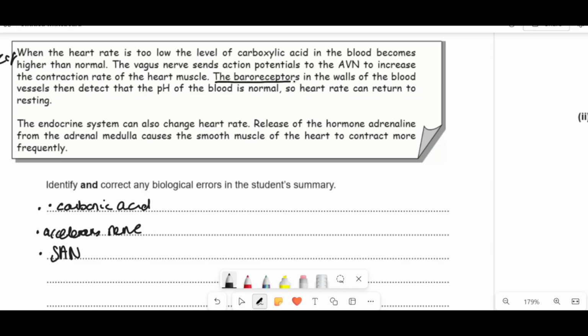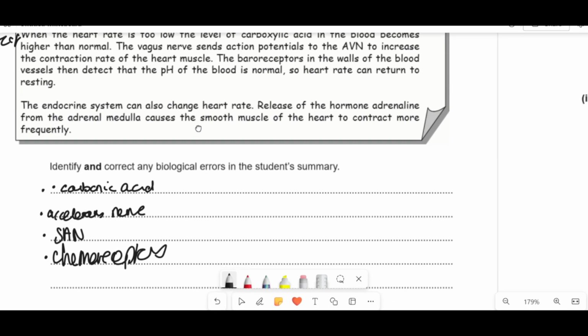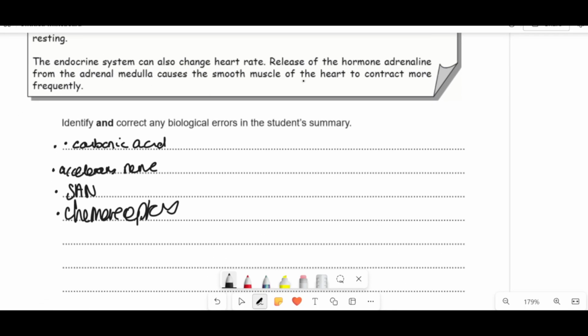To increase it. Then the baroreceptors in the walls of the blood vessels then detect that the pH is normal. Hello? If it's baroreceptors, that's going to be pressure, or if it's this, then it's got to be chemoreceptors. So the receptors here are chemoreceptors. And then as well as that, from the adrenal muscle to cause for adrenal medulla to produce smooth muscle, it's cardiac muscle. Different type of muscle there, mate.